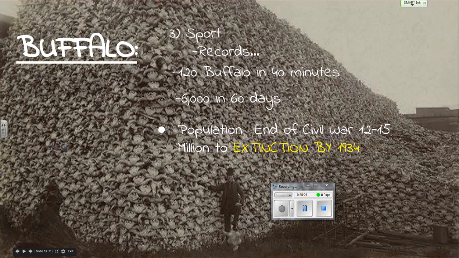Now, at the end of the Civil War, they believed there were 12 to 15 million buffalo. By 1934, they were almost completely wiped out, extinct, like nothing left. We are getting them back into a little more of a healthy number. They're still not extreme, but we do have some people raising buffalo out West River. In fact, how many of you have had buffalo steak or buffalo hamburgers? Yeah, and it's really healthy meat for you. It's actually healthier than hamburger. So it's good stuff. A little more expensive, but it's really good.